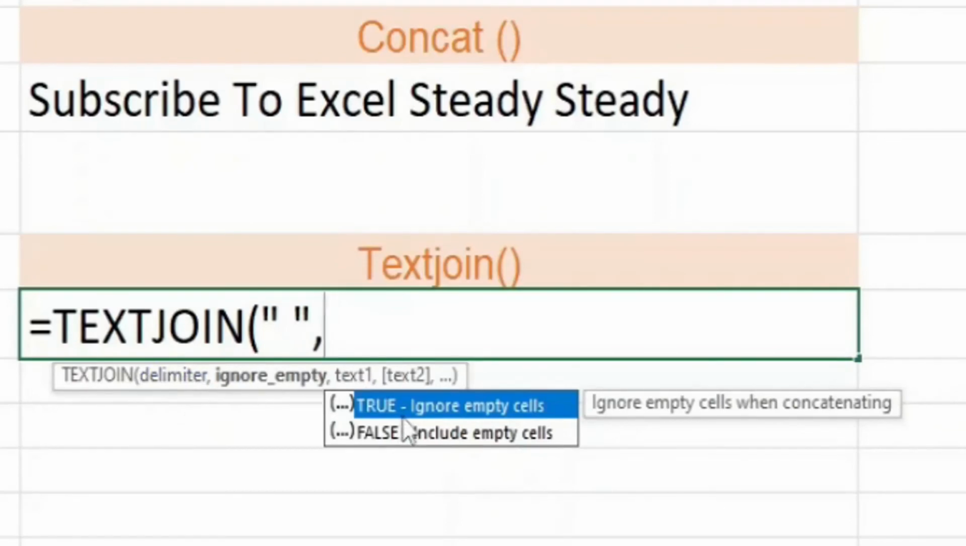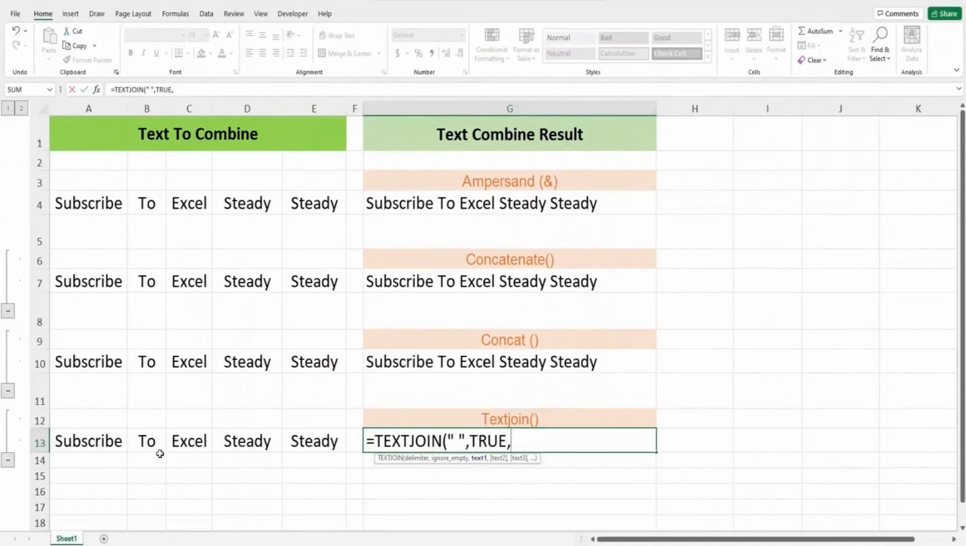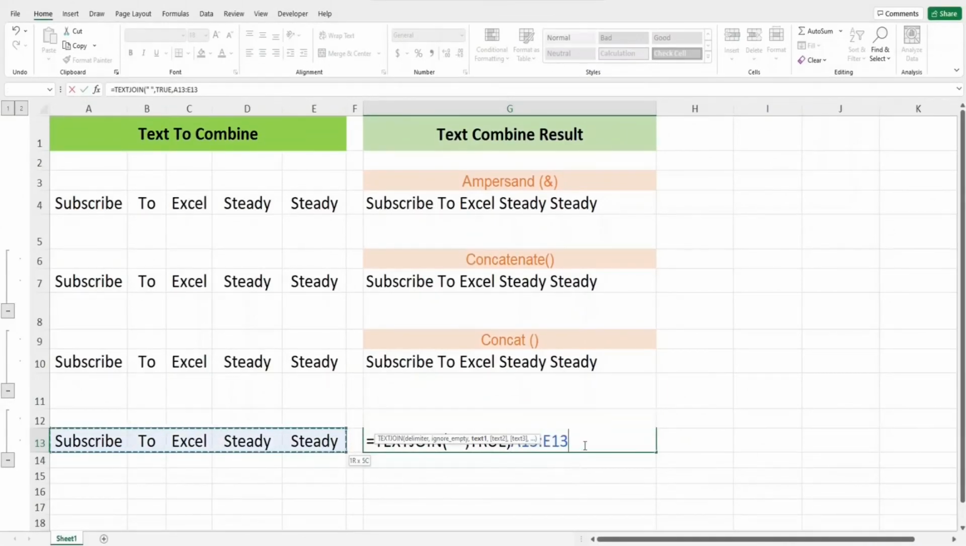For the next parameter, we need to tell the function whether to ignore or include an empty space. In our case, we will just indicate true to ignore the empty space. Comma. Now we can reference the cell range. In this case it is A13 to E13. Close off the bracket. And then hit enter.